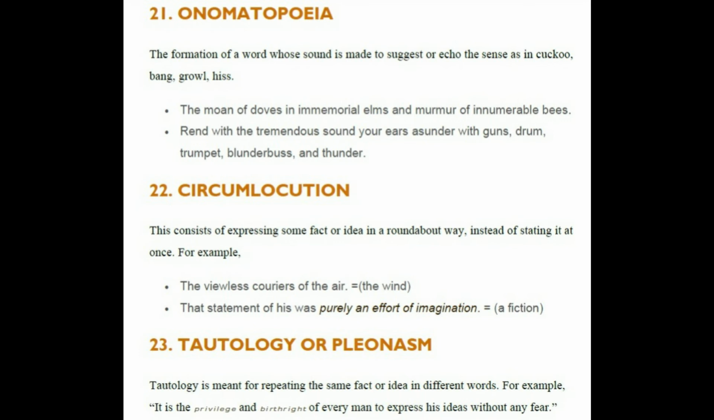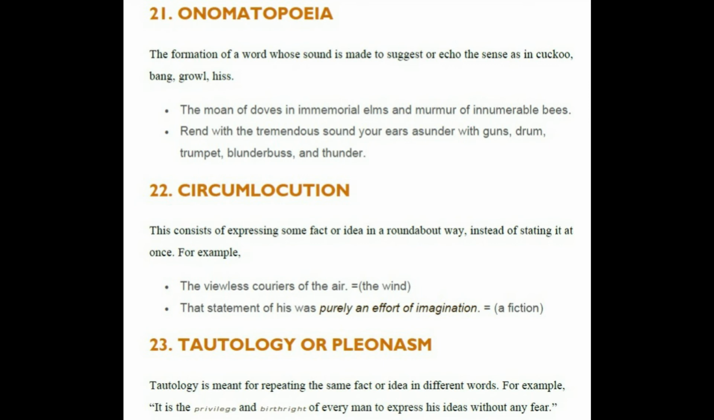For example, we'll go for a sentence. The moan of doves in immemorial elms and murmur of innumerable bees. So here the word murmur came. Then again, let's go for the next one. Rend with the tremendous sound your ears asunder with guns, drum, trumpet, blunderbuss, and thunder. So thunder, then again blunderbuss. All these are the words which create sounds, and for that they are being taken as onomatopoeia.